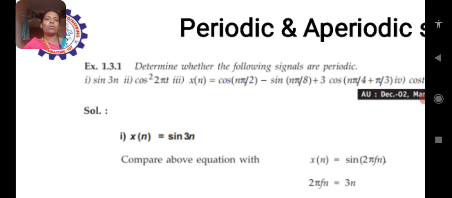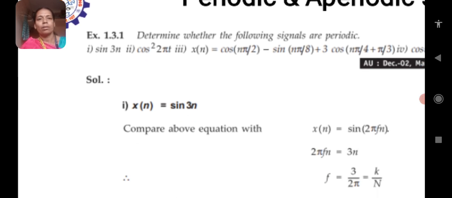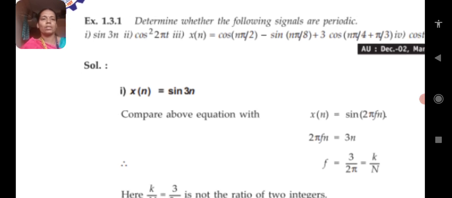Can anyone say what kind of signal this is? Is this a continuous time signal or a discrete time signal? Since the representation is with the letter n, we can easily identify that the given signal is a discrete time signal. If a given signal is a discrete time signal, the condition for periodicity is different. So, let us see how we can solve this.